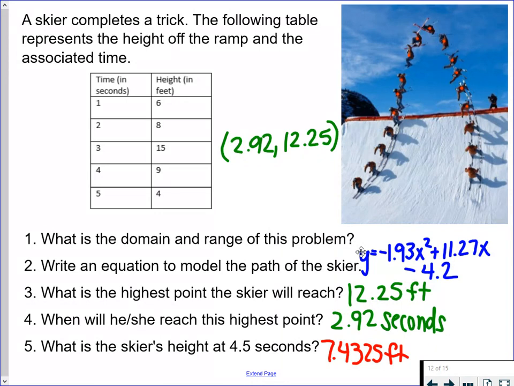So if I look at my chart, I noticed it says at 4.5 seconds, which is right in between here, I better be in between 9 and 4, okay? Is it going to be perfect? No, but I should at least be in between 9 and 4.